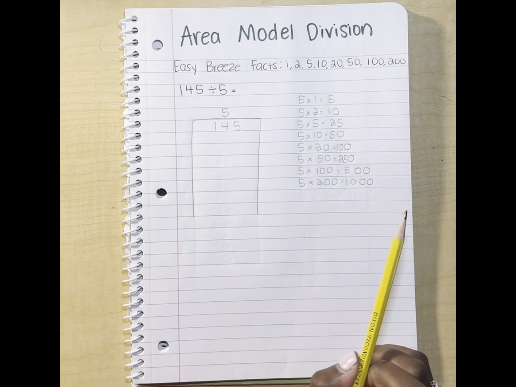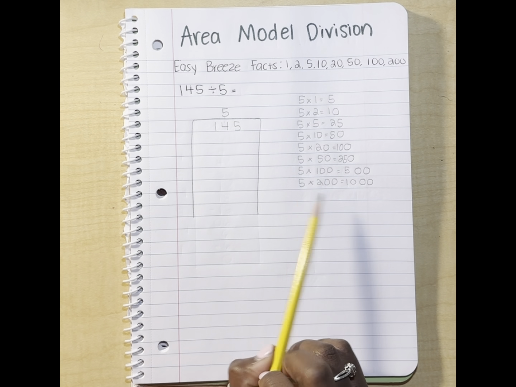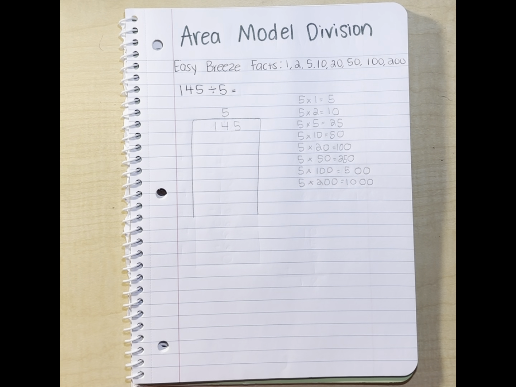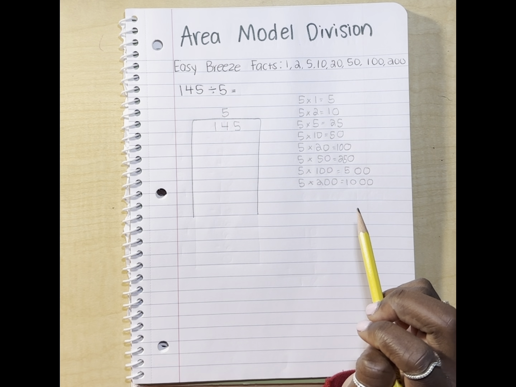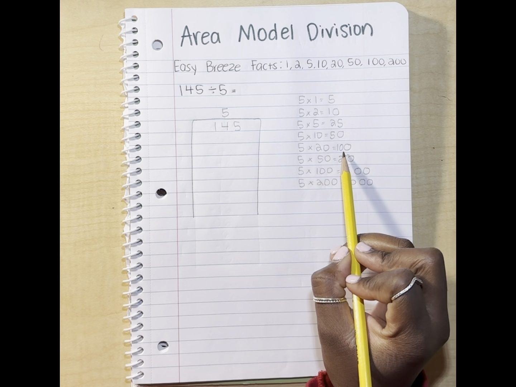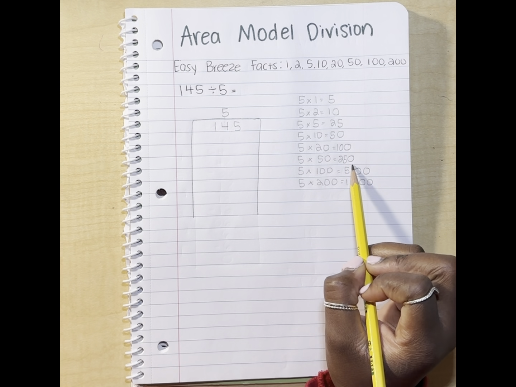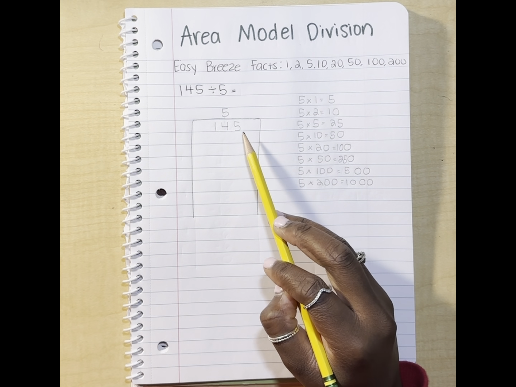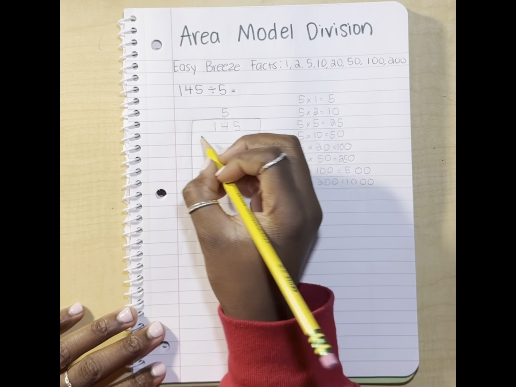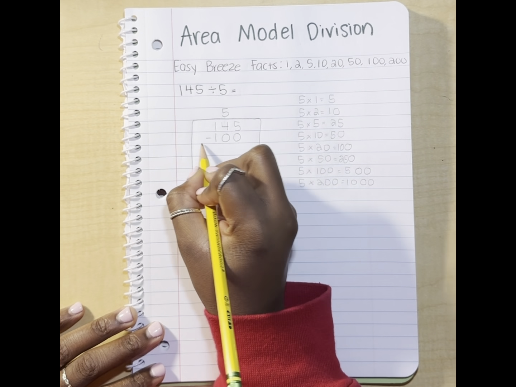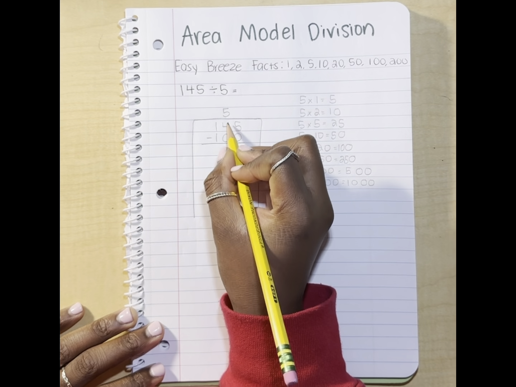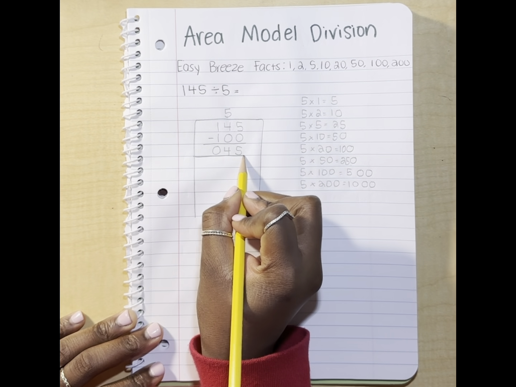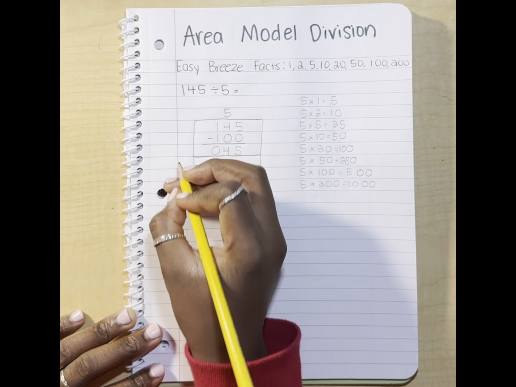So we want to think, how can I get as close to 145 without going over 145? So I see 100, but let's see if I can get a little bit closer. The next number I have is 250. That's too big because we don't want it to be more than 145. 250 is too big, so we're going to have to stick with 100. So let's subtract 100. I'm finished with this top part, so I'm going to draw a long line. When I close off that top part, I need to put a plus sign on the side.